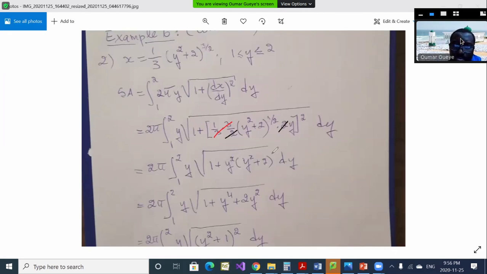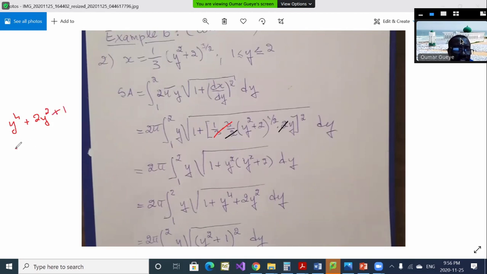And just keep in mind here the power half vanishes because we have power 1/2, you square it, it's going to be power 1, and you have this y squared. That's why we have here y squared. And you can realize this is a square, in fact, because you have y to the power 4 plus 2y squared plus 1.